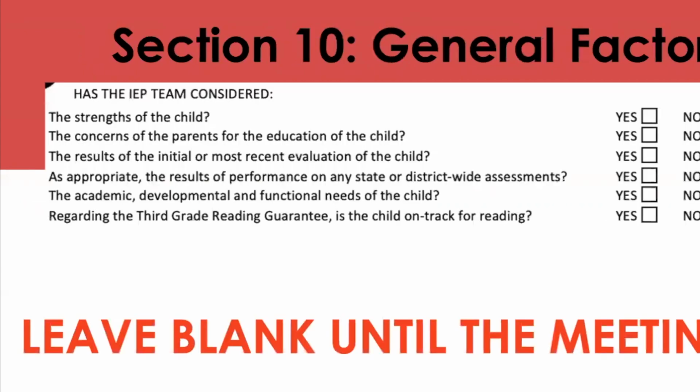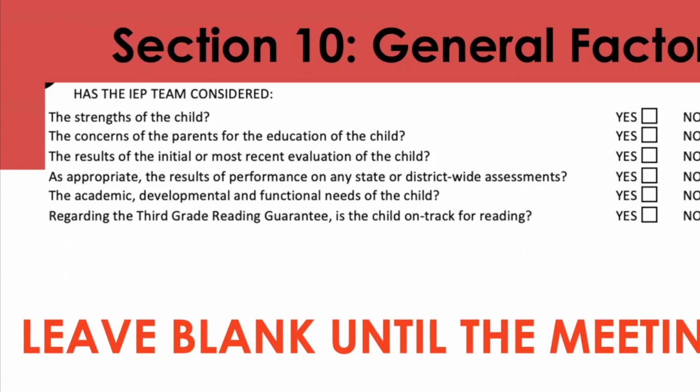Section 10 are the general factors. So when you think about this, you need to have this conversation. It is a conversation that everybody is talking at this point. And it's not asking your opinions if you think you have, it's just, have you considered this? So has the team considered the strengths of the child, for example?